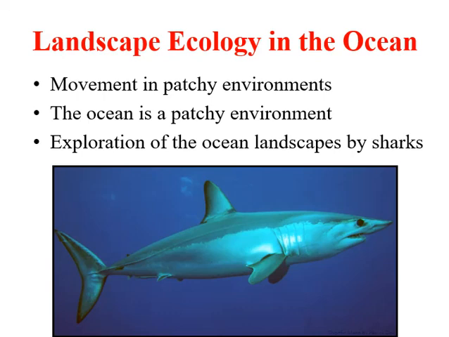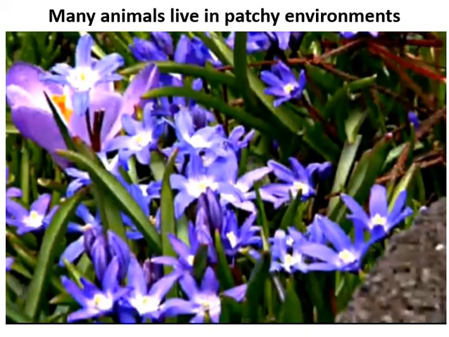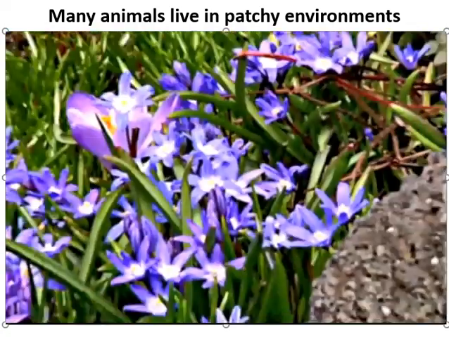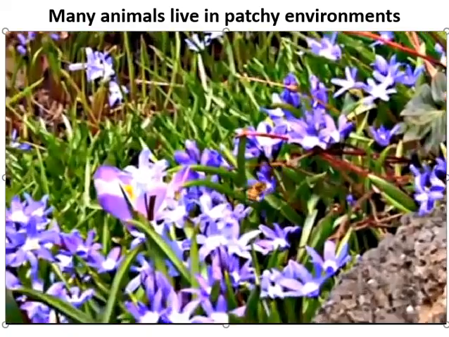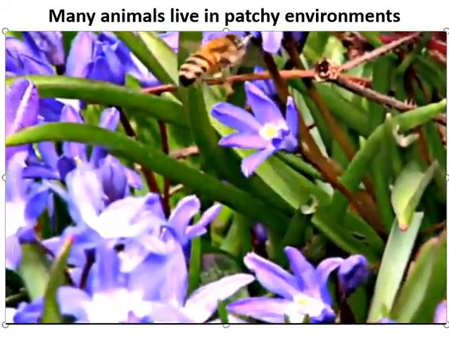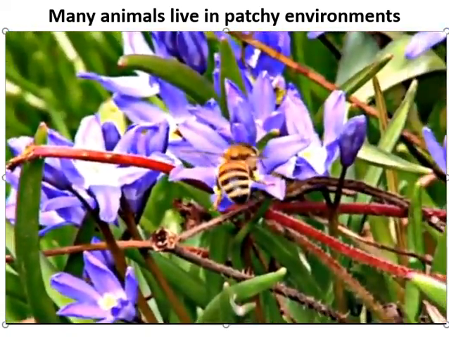I want to introduce this idea that the ocean is a patchy environment, and that patchy environment influences the way that animals like sharks, especially highly mobile animals, move around. Now, if you look at how animals move on land, here's a bee that is foraging. It's looking for pollen in a flower.